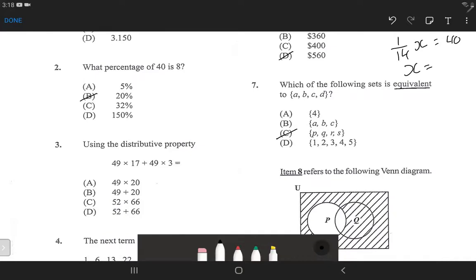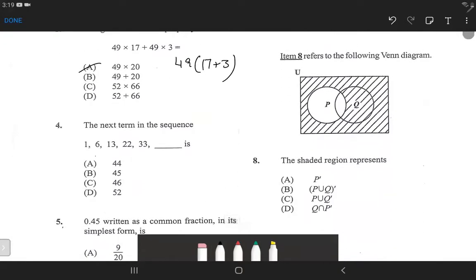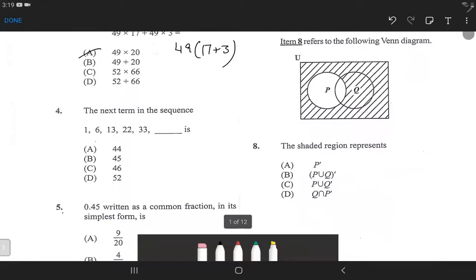Using the distributive property, you could factor out the 49 and get 17 plus 3. So that is 49 by 20. Sorry, I just go across. I don't really like to go down and back up.